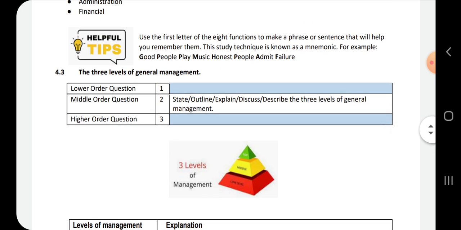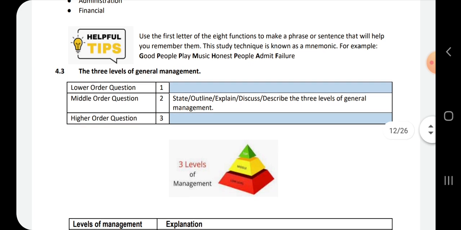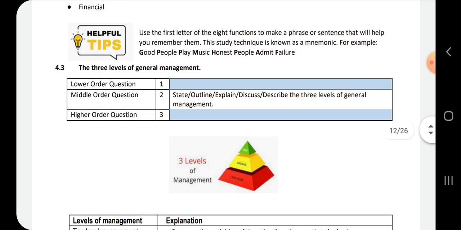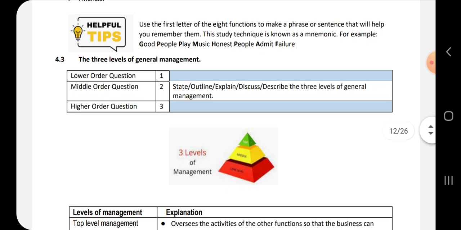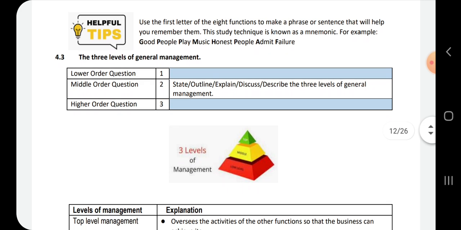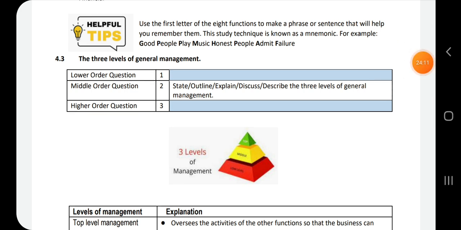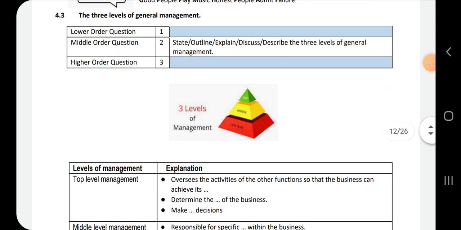So use the first letters of the 8 functions to make a phrase or sentence that will help you remember them. This study technique is known as a mnemonic. For example, good people play music, honest people admit failure. So you just use the first words of this phrase to know which business function is being talked about.